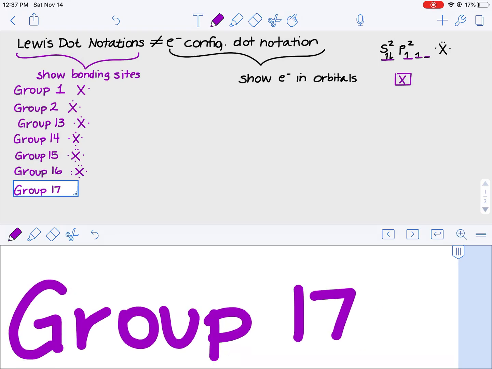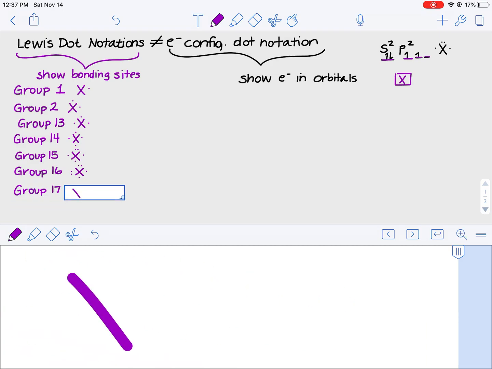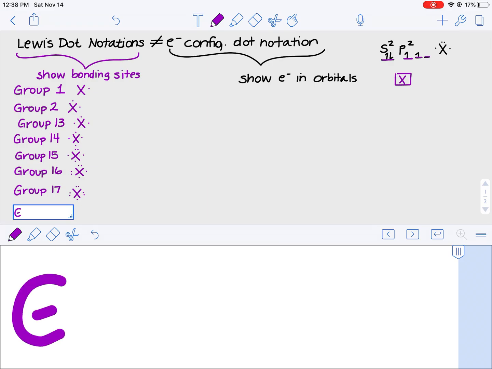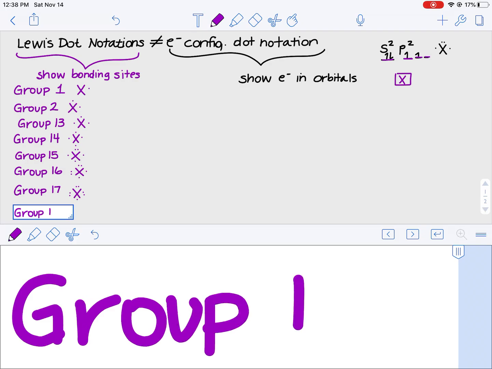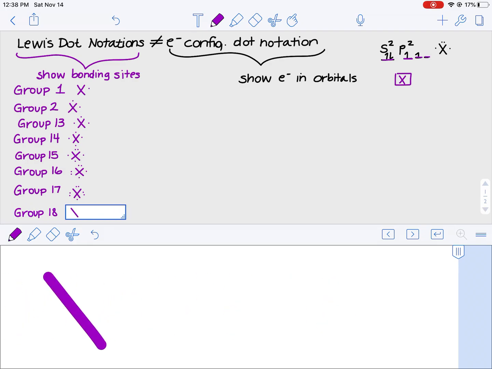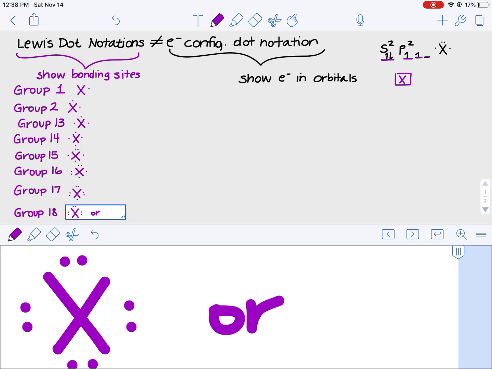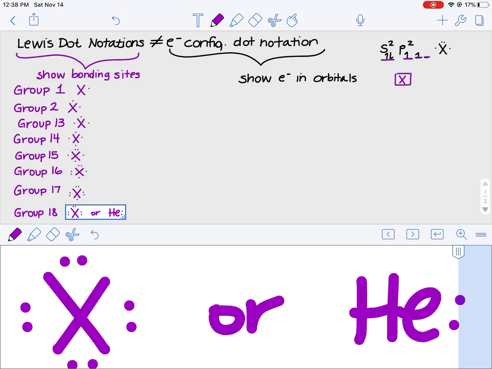Our halogens in group 17 have 7 valence electrons. They will have 7 dots around their symbol. Again, it doesn't really matter where the doubling up and the singling go. It's important that group 17 elements have 1 dot by itself. And finally, my elements in group 18, all of them except for helium, are going to have 8 electrons around them. So theirs is going to look just like the electron configuration dot notation, and we have helium with the 2 dots.